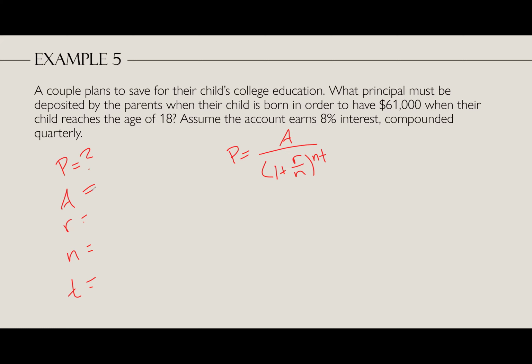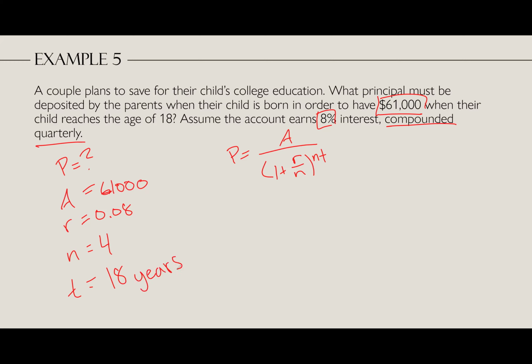Starting off with A, how much do I want this account to be worth at the end of this time period? Well, ideally, we're looking for them to have $61,000 by the end of all of this. What's R, my interest rate? 8%, or in other words, 0.08. How many times am I compounded per year? Well, I'm compounded quarterly. Quarterly translates to 4 times a year. And for T, how long am I waiting for this account? Well, we're waiting 18 years.